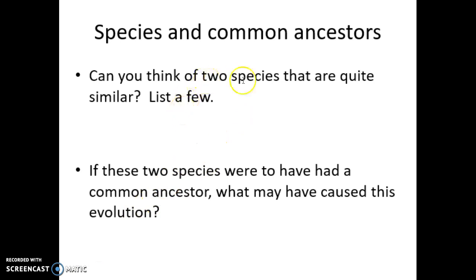Once you have put down a couple species on your paper that are similar yet different, why may those 2 living things have evolved away from each other? If they were the same species and then they changed, what may have caused that? That's something that we're going to be talking about, and I'd like you to think about and formulate your thoughts on your paper. It doesn't necessarily have to be correct. I'd just like to see what you're thinking.